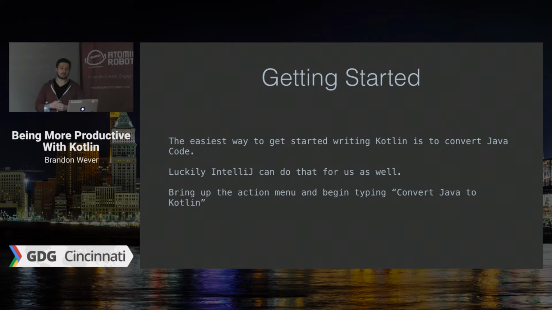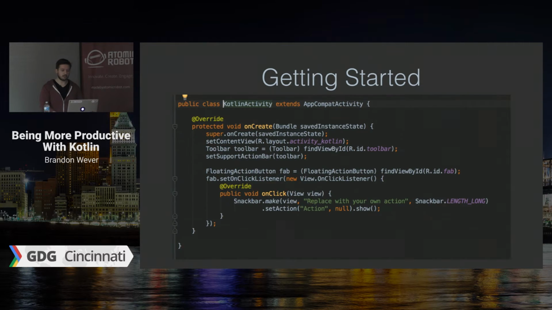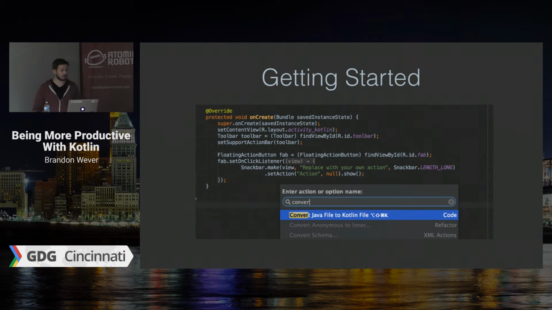And then the easiest way to start writing Kotlin once you have it set up is to just convert existing Java code, because you already know what that looks like. So if you see it in Kotlin, you'll know exactly what it's doing. So again, you just bring up the action menu. We've got a normal looking activity there, just the one that comes up when you say new activity in Android Studio. It's got a fab, it's got the on-click listener. And then you just type in convert Java file to Kotlin file.